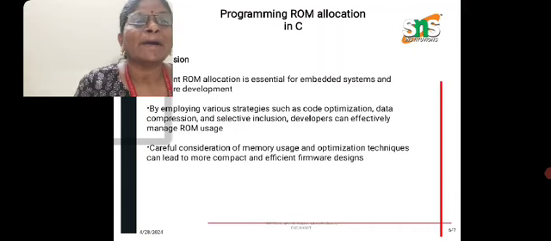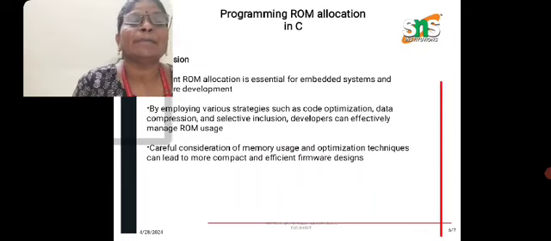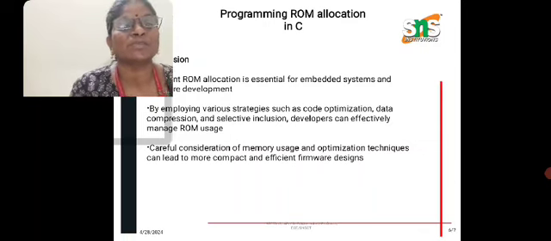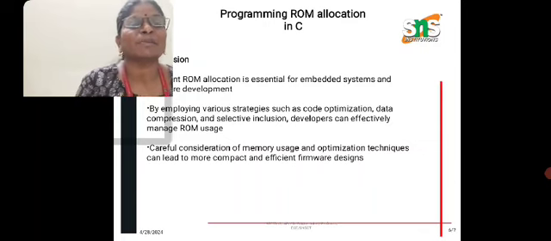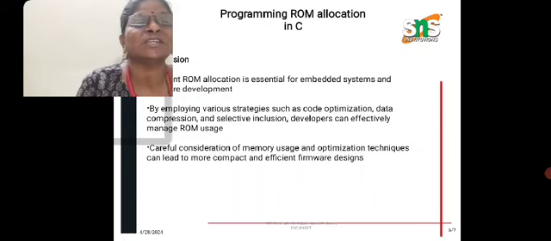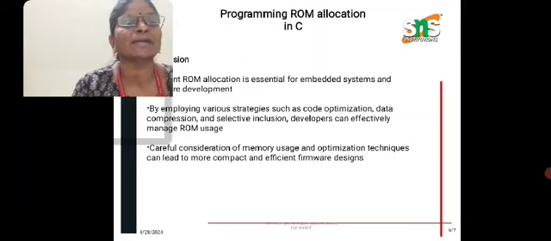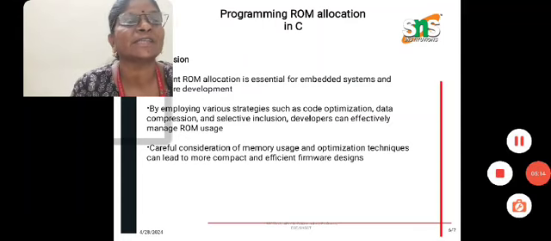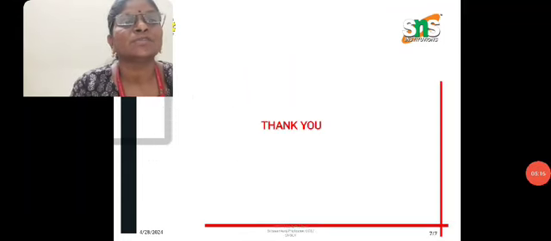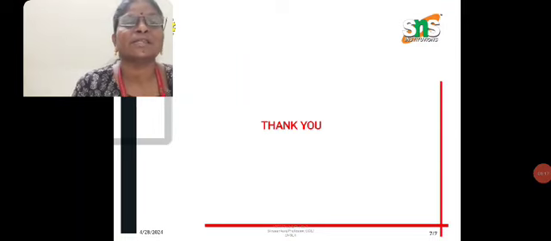So ROM allocation is essential for embedded system and software development. By employing various strategies such as code optimization, data compression, and selective inclusion, developers can effectively manage ROM usage. Careful consideration of memory usage and optimization techniques can lead to more compact and efficient firmware designs. So this is all about programming ROM allocation.